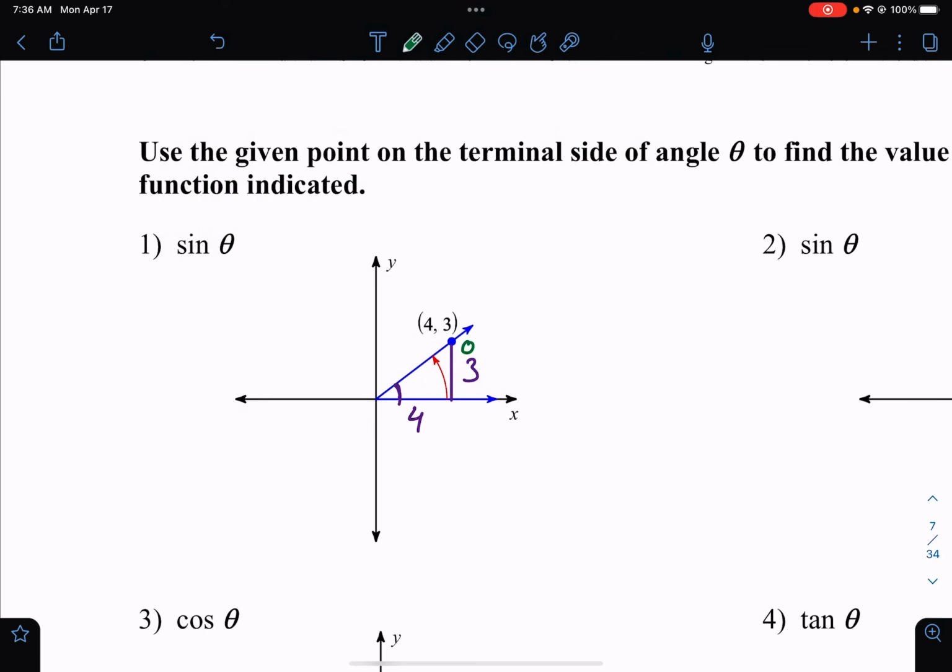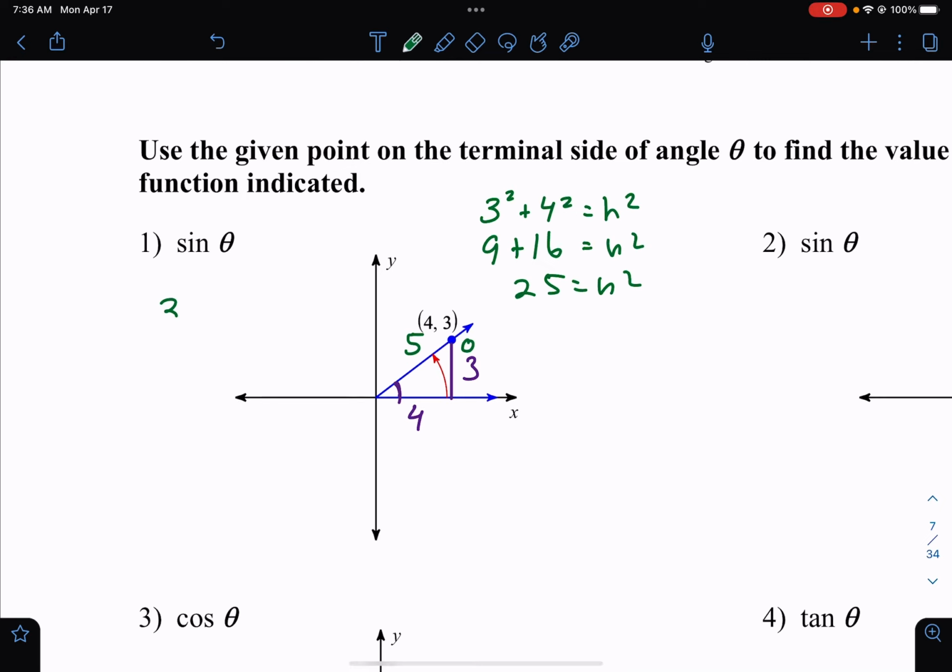If they're asking about sine of theta, we can label our opposite and our hypotenuse. We need our hypotenuse, so we do 3 squared plus 4 squared equals hypotenuse squared, which is 9 plus 16, which gives us 25. So our hypotenuse is 5. For our sine, it's opposite over hypotenuse, so it's 3/5. That's how something like that works.